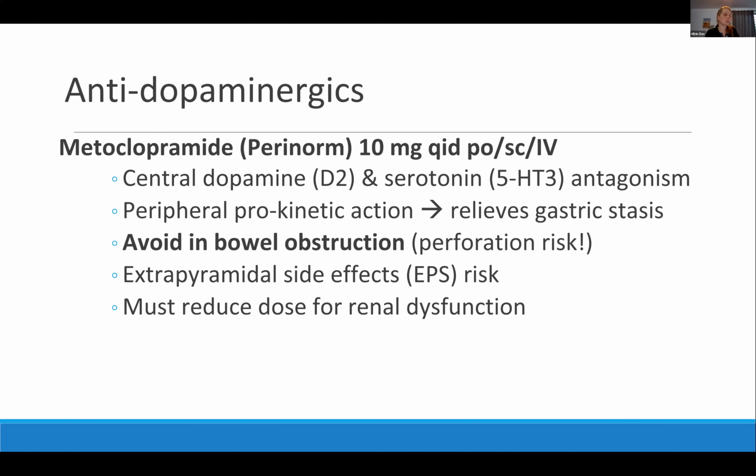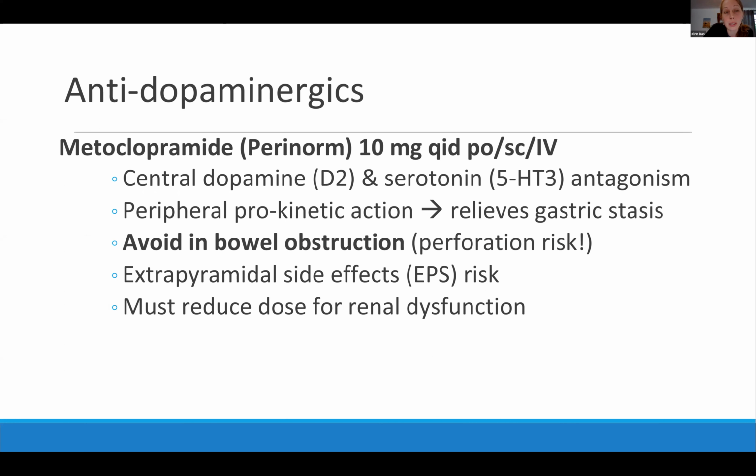So the first medication we're going to talk about is metoclopramide, and we usually recommend 10 milligrams QID, PO if possible, if not subcutaneous or IV. And again, the receptor that's targeted here is the central dopamine and the serotonin. And we know that this medication has peripheral prokinetic action, and it ends up relieving gastric stasis.